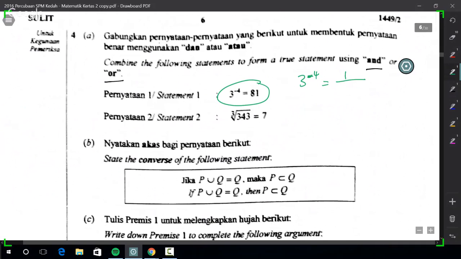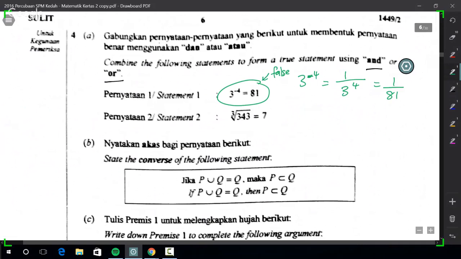So 3 power of -4 actually means 1 over 3 power of 4. So this one actually is 1 over 81. It's not 81. So this one definitely is wrong already. This one is false.